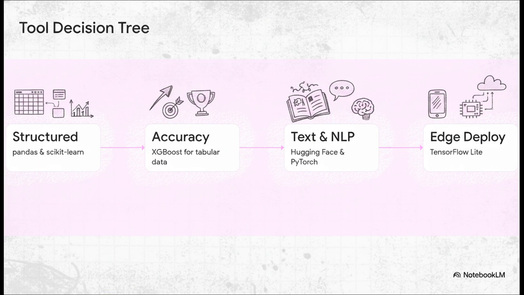Say you have a brand new project with structured tabular data, like an Excel spreadsheet. You're going to want to start with Pandas and Scikit-learn. Now, if you need absolute maximum accuracy on that same tabular data, maybe for a Kaggle competition, you reach for XGBoost. If your problem involves text, like classifying or summarizing documents, you combine Hugging Face Transformers with PyTorch. And if you need to push a model onto a mobile phone or an edge device, TensorFlow Lite is your go-to. See, it's all about matching the tool to the specific stage and requirement of your pipeline.